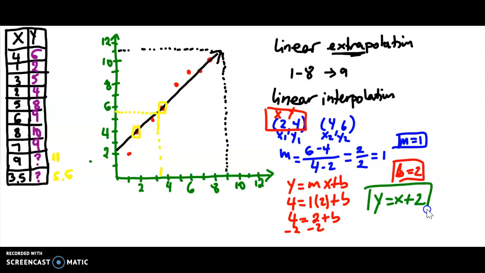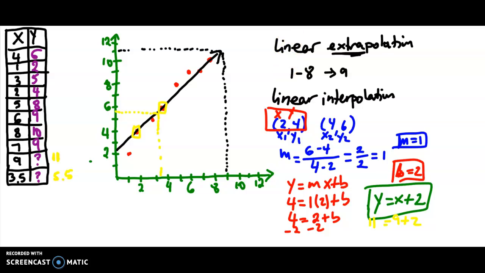So now that I have my equation, I can find out more ordered pairs, or any ordered pairs that I want to. So if I use the equation to predict what's going to happen when x is 9, which was the output that I was missing, you can clearly see that if I put x is 9, I'm going to get 9 plus 2, and I'm going to get y to be 11, which is exactly what I got from the line.